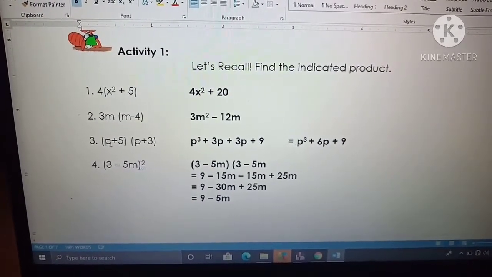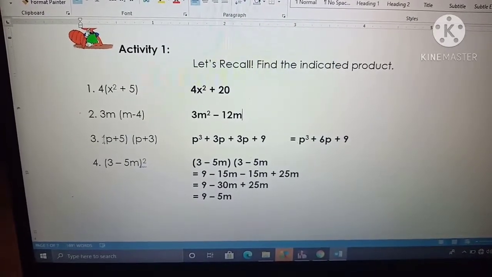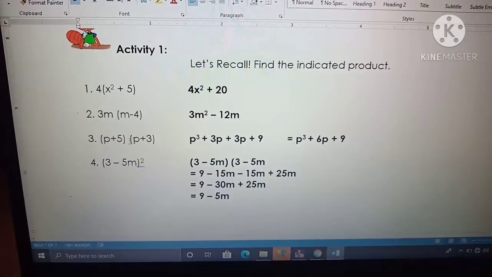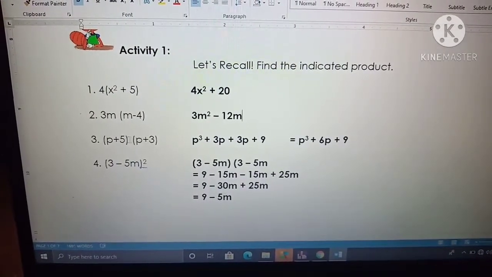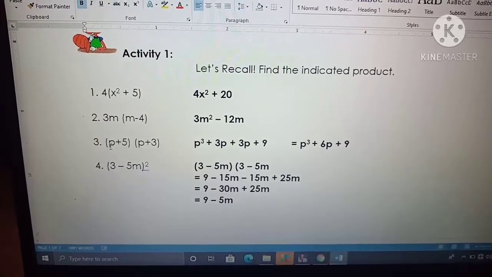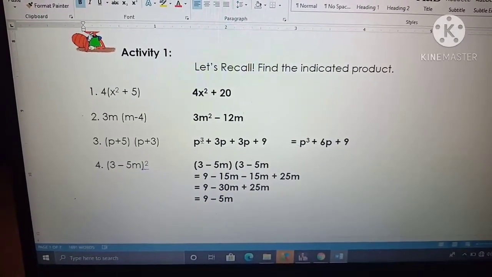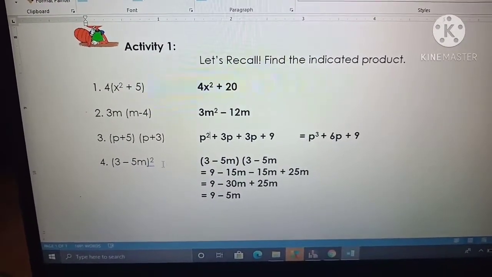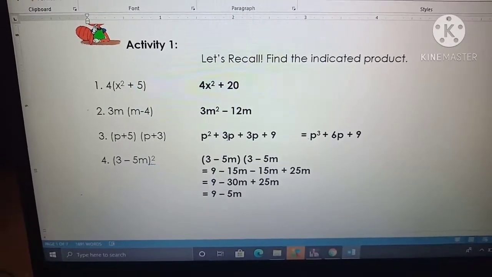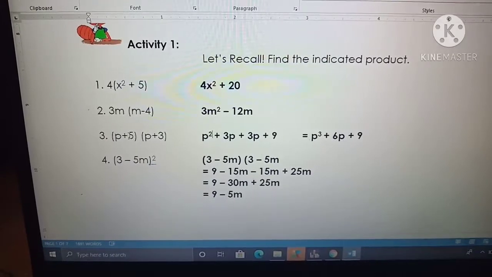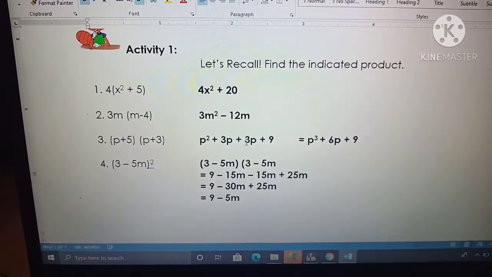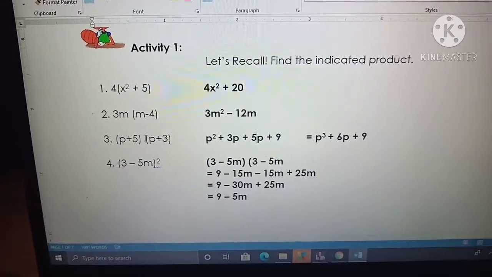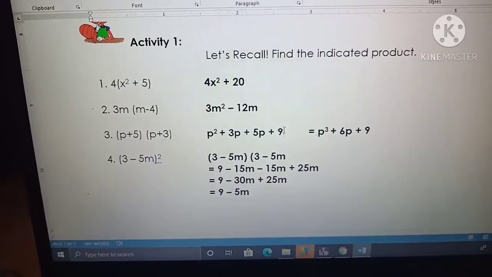Another, we have number 3, which is p plus 5 multiplied to p plus 3. Paano natin mahanap yung product ng number 3? Gagawin natin is i-multiply natin si p at saka si p, at saka si 3, si 5 at saka si p. So, p times p, we have p squared. P multiplied by 3, we have 3p. And 5 multiplied to p, we have 5p. Another is 5 times 3, we have 15.